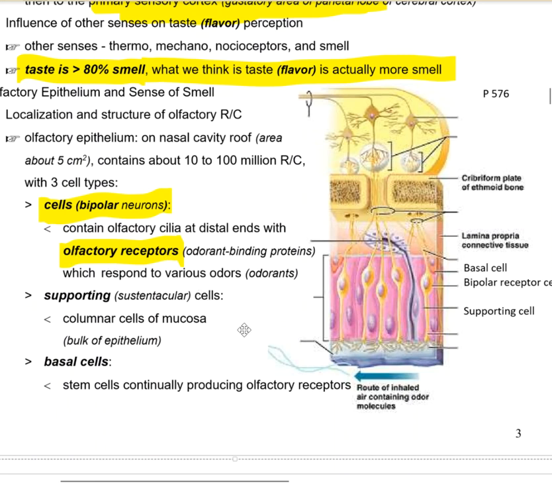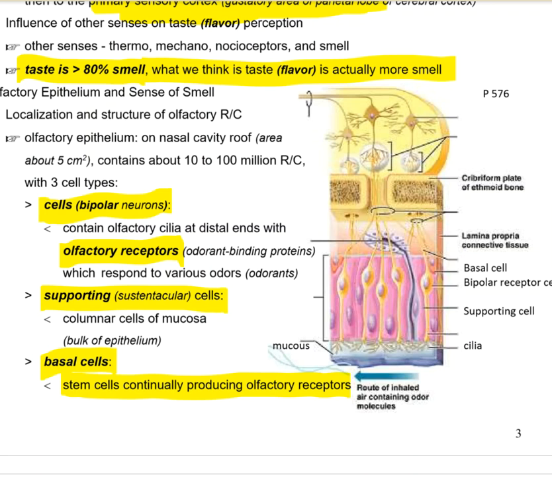These are the olfactory receptors. And they respond to various odors, and notice they have cilia down here at the bottom, and that cilia is embedded in mucus. So this is mucus right here, and there are cilia where the receptors are right there. If I could spell cilia correctly. There we go. All right, now, we also said that there's supporting cells, sustentacular cells, and they are in between these different receptor cells. They make up the bulk of the epithelium. And then we have our basal cells, which are the stem cells, which are producing the olfactory receptors.